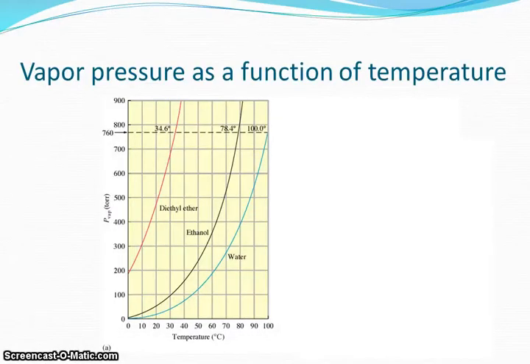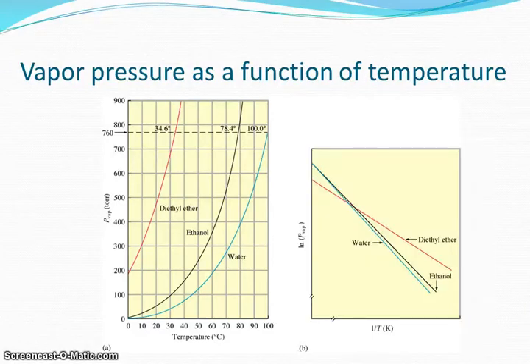Now we've got a new graph. Here we're looking at vapor pressure as a function of temperature. And again, we're looking at the same three substances we looked at in our barometers earlier. We have diethyl ether, ethanol, and water. And we see that as the temperature goes up, the vapor pressure of those liquids increases. Now, at 760 torr, we get to what we define as our boiling point. And our boiling point is the temperature at which the vapor pressure of the liquid equals atmospheric pressure.